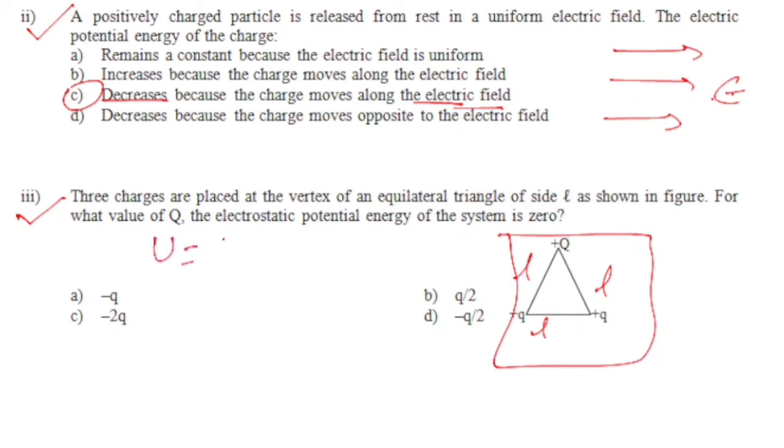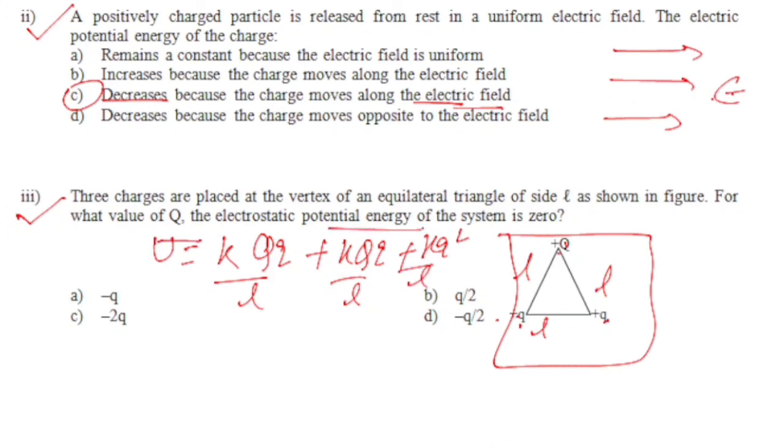U is this one. K between these two charges, what is it? Q into this plus q, right? So K, Q, q, and distance is L. Again plus between these two, q, q, L. So K, Q, q by L plus between this plus q and this plus q, so K q square by L. And what is the value of this Q? When the electrostatic potential energy of the system is 0, put this equal to 0.